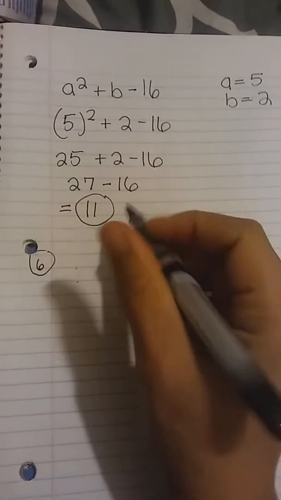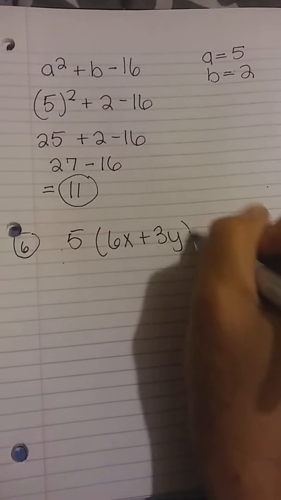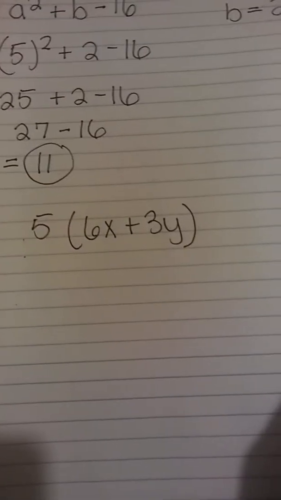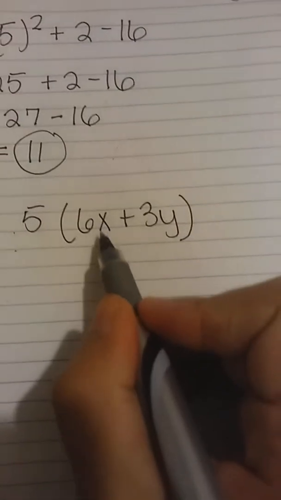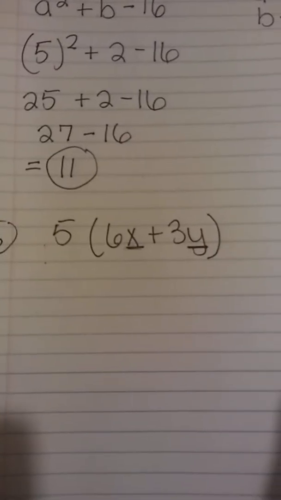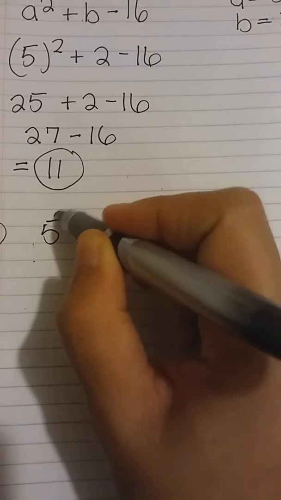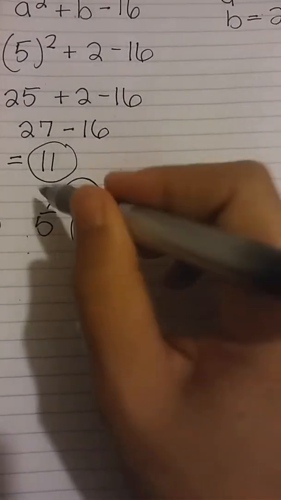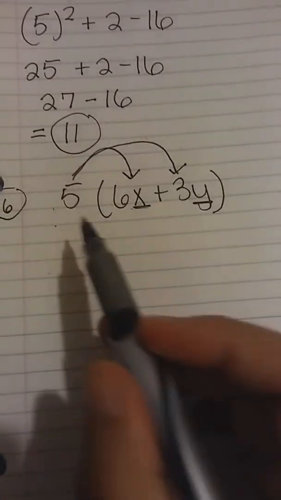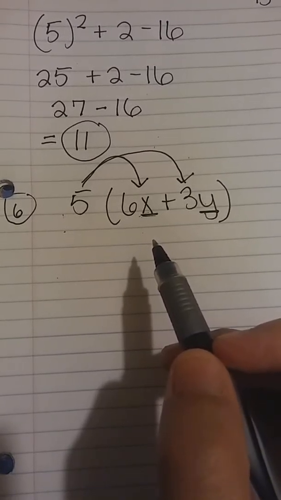So for number 6, 5 times the quantity 6x plus 3y. In this case, you just want to make sure that you understand this is distributive property. But you don't want to leave off these variables. So please always make sure that you're looking for those variables if there are any. So with distributive property, you're going to do 5 times 6x and 5 times 3y. Remember, distributive property means you are just distributing that number outside the parentheses against everything inside the parentheses, okay?